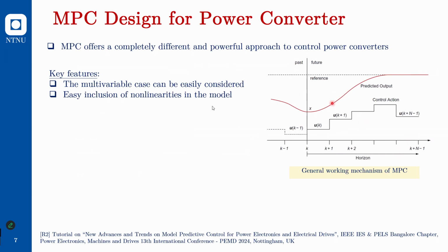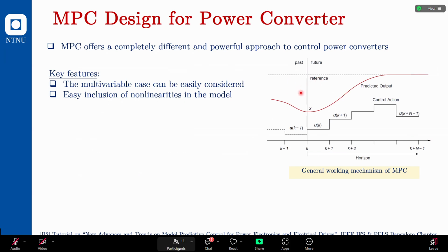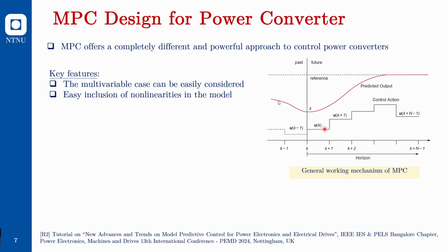For any control problem where you are controlling a system, you have a set point, or a reference value. Our target is to reach the set point or the reference value. And for that, you apply some sort of control inputs. So what MPC will do is receive the control input at this particular instance.